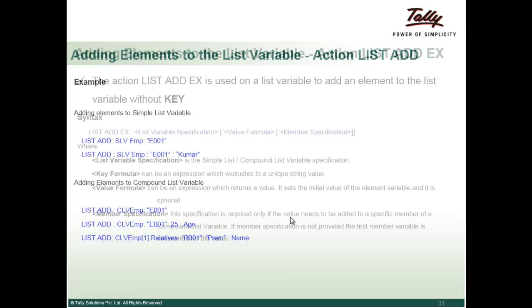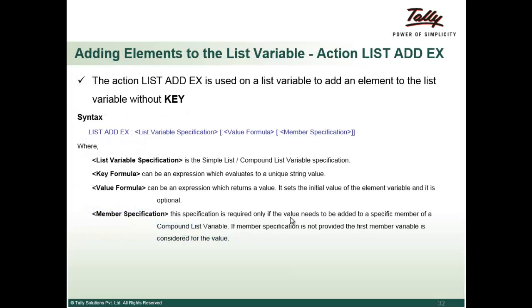Next, we saw list add x, where you add an element without a key, and we performed that also. The syntax is list add x, and you give the list variable, then the value and member. These two, value and member, are optional here also, and it follows the same nature as list add, just that if you don't specify value or member, an empty element is added to the list variable and there will be no key associated with it because we don't give any key here.